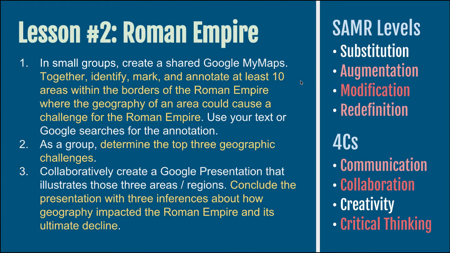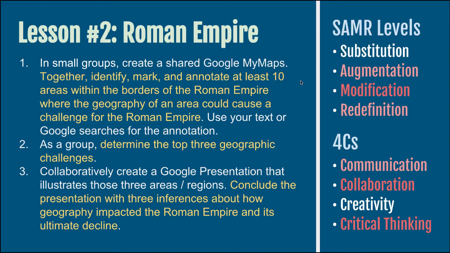So as far as the SAMR model is concerned, it really falls into modification. Again, some people put augmentation. A lot of this could have been done with paper, although I don't think you can get as intricate with paper, even if you had a paper map or an atlas, because with Google Maps you can zoom in and zoom out, and you can tour the world, look for specific coordinates or specific spots. It's not the same with a paper atlas.